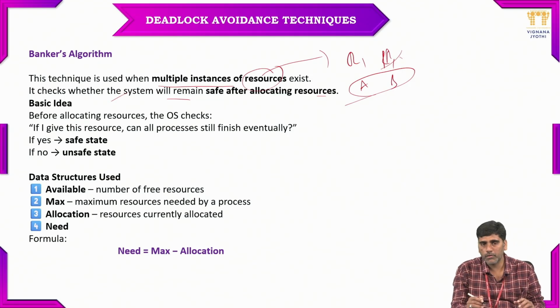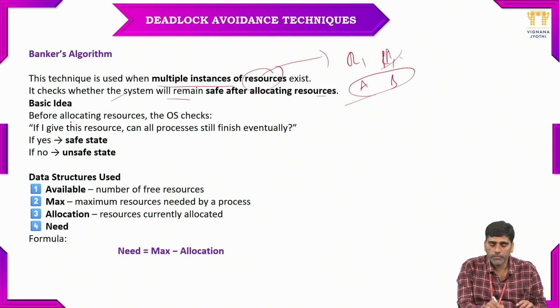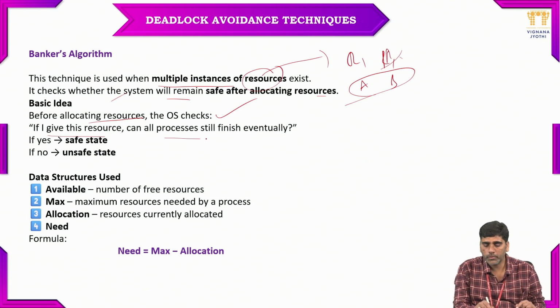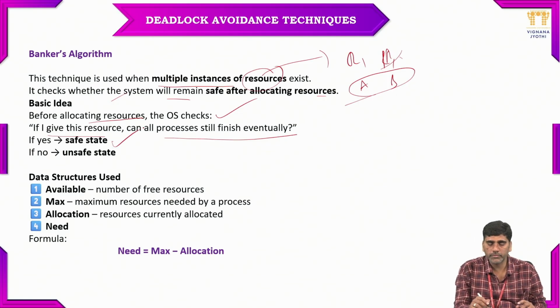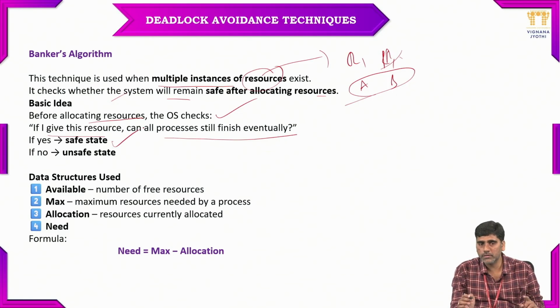The basic idea of Banker's algorithm is this: before allocating the resources, the OS checks, if I give the resource, can all processes still finish eventually or not? Is it safe? Will it be completed safely or not? It checks. If yes, it is a safe state.